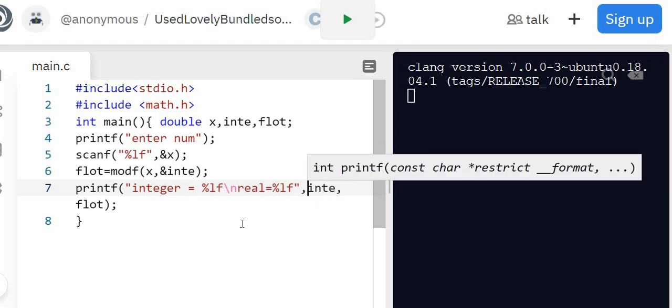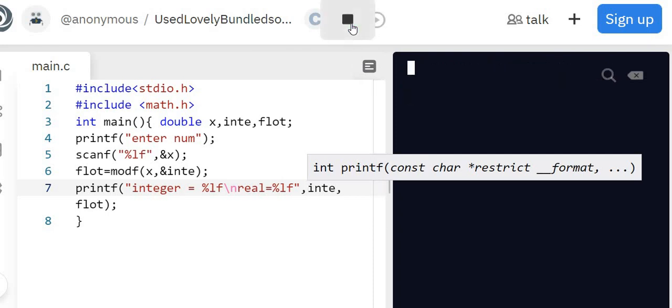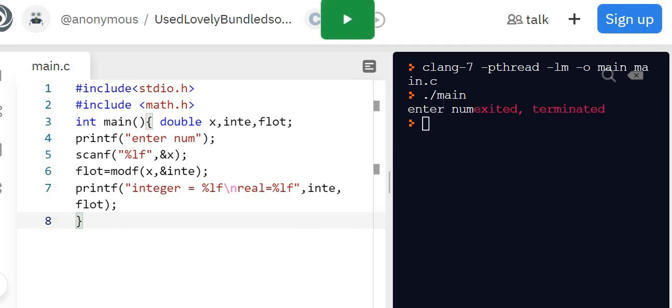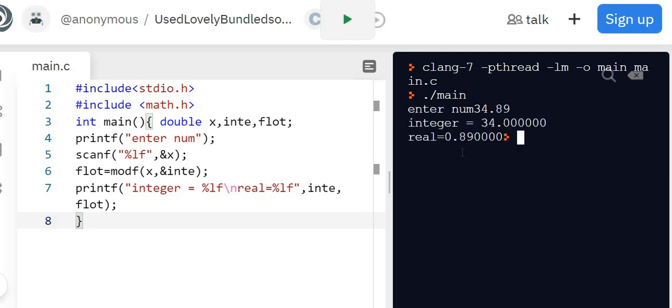Now let's run this program. So any number we have to enter, run this program. Suppose I enter 34.89. So 34 is integer part, 0.89 is real part. Try one more time. Suppose I enter the number 456.9876, some number. So it separates this way.